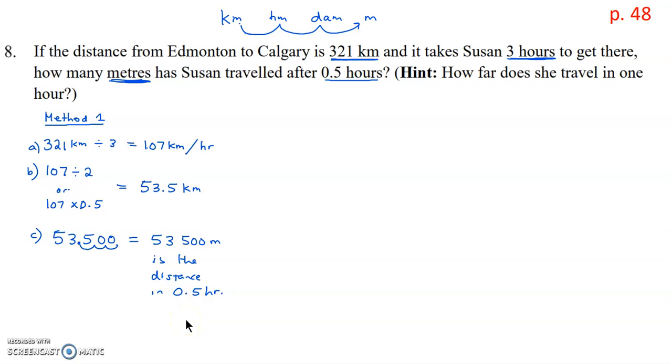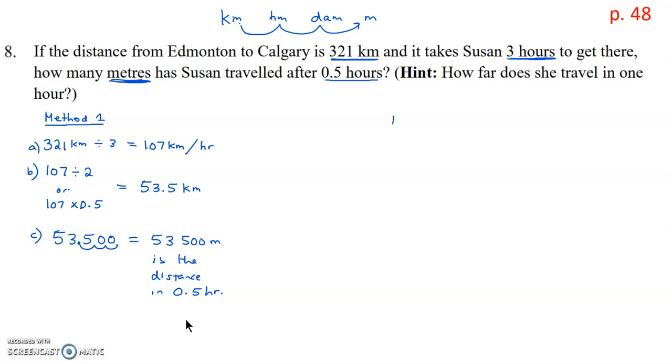Remember, for method 1, you could have also done the conversion first. You could have converted the 321 kilometers into meters, which would have given you 321,000 meters. Divided that by 3, and then either divide by 2 or multiply by 0.5, and you would have gotten the same result. So you can convert sometimes at the beginning, or sometimes at the end.